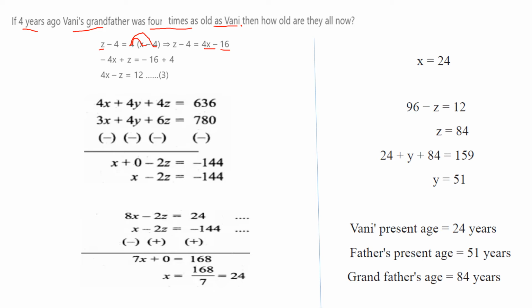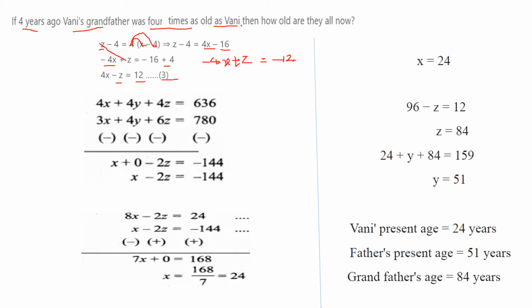Take the variables to the left hand side. So plus 4X will come to minus 4X plus Z equal to minus 16. That minus 4 will go to the right hand side, means plus 4. So minus 4X plus Z equal to minus 12. So throughout the equation multiply by minus 1. Minus 4X into minus 1, plus 4X. Plus Z into minus 1, minus Z. Minus 12 into minus 1, plus 12. 4X minus Z equal to 12 is the third equation.